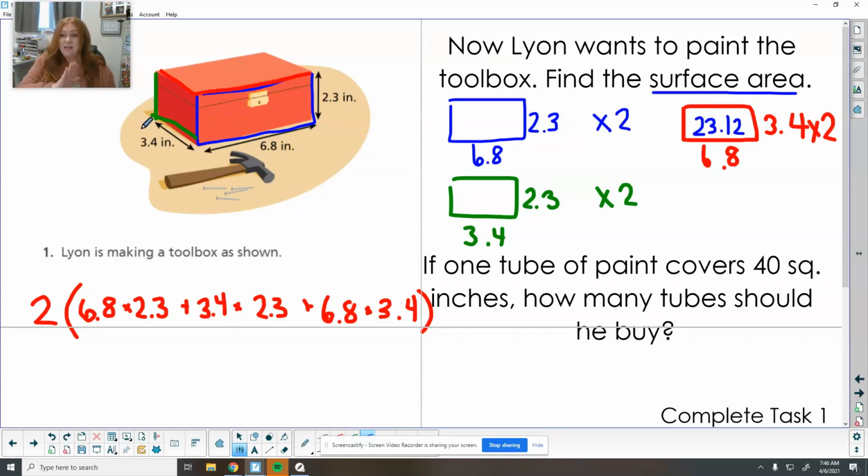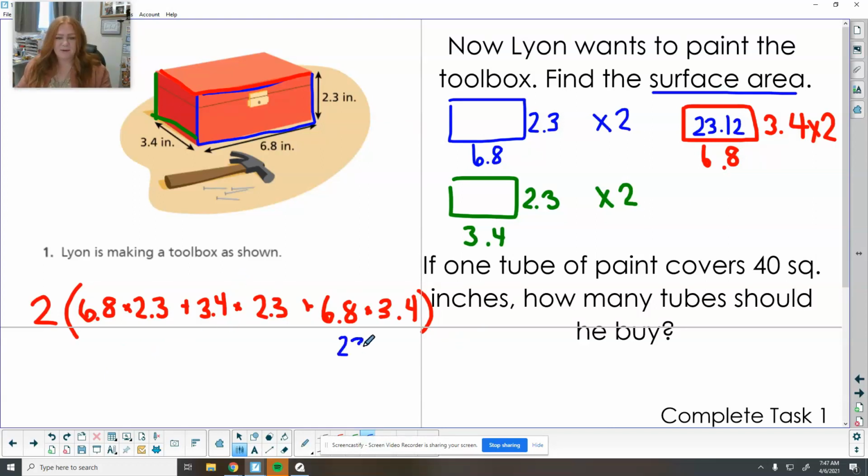So we found the bottom. When we found the volume, we found the bottom, the base, and then we found how many layers of that we had. When we're finding the surface area, we're not stacking that same thing over and over. We're finding each different side.